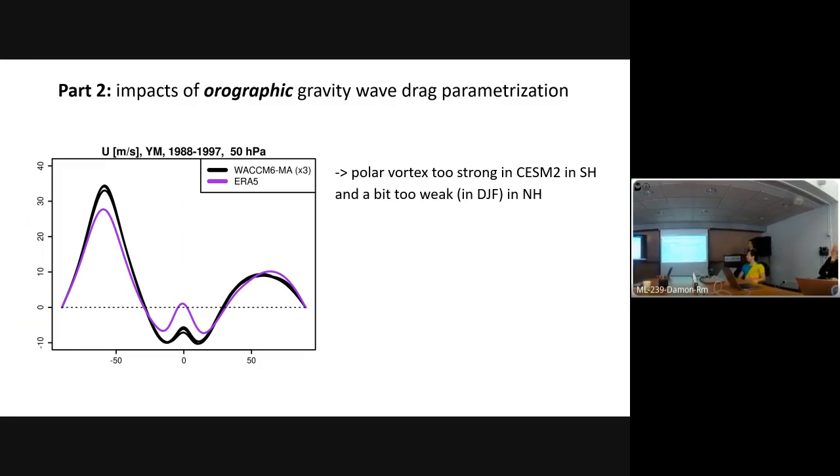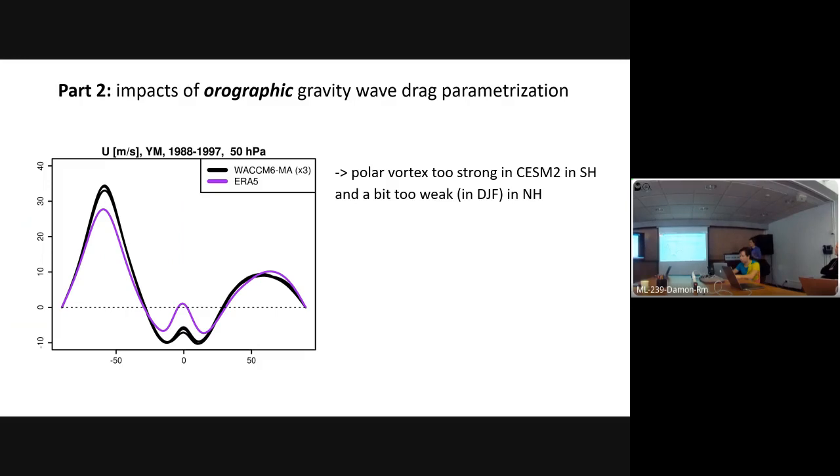You notice that the polar vortex is too strong in the southern hemisphere in the model. In the yearly mean, it doesn't look too bad in the northern hemisphere. However, do believe me when I say that if you look at just the northern hemisphere winter, DJF, the polar vortex in the northern hemisphere is too weak compared to ERA5 reanalysis. So there's this opposite sign bias in the different hemispheres.